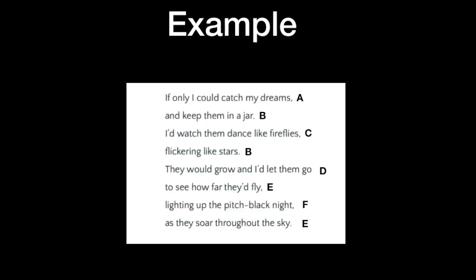But let's take a look at one of the poems we read earlier, the one about dreams and fireflies. And you'll notice that there's a rhyme scheme to it, but not every line is going to have a rhyme. So dreams and jar don't rhyme, fireflies and stars don't rhyme, dreams and fireflies don't rhyme, but jar and stars do. So in that first part, it's A, B, C, B. And then you have, they would grow and let them go. To see how far they'd fly. Go and fly don't rhyme. Go and night don't rhyme, but fly and sky do. So you have D, E, F, E. So for the whole poem, our rhyme scheme would be A, B, C, B, D, E, F, E.